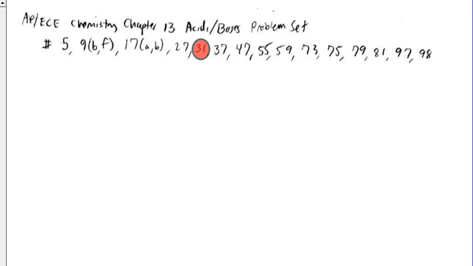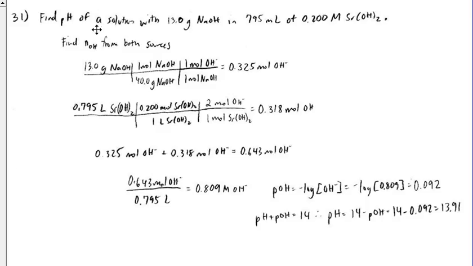Let's check out problem number 31. In problem number 31, you're asked to find the pH of a solution that has 13 grams of NaOH and 795 milliliters of 0.2 molar Sr(OH)₂. So now it's sort of like you combined what has happened in the previous problem, problem 27.